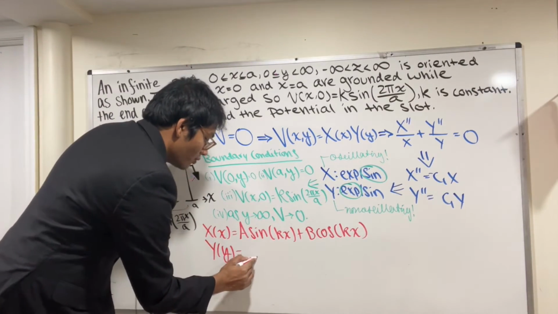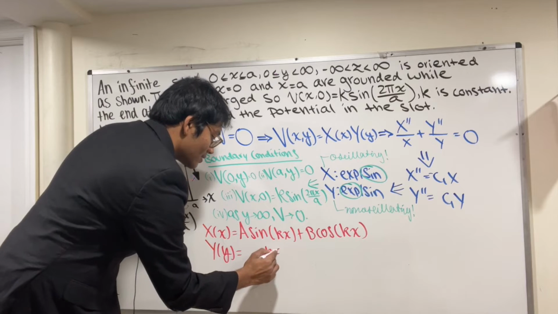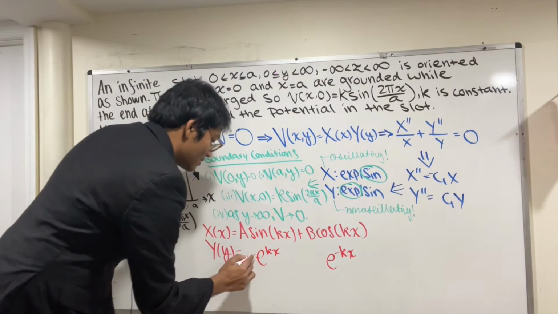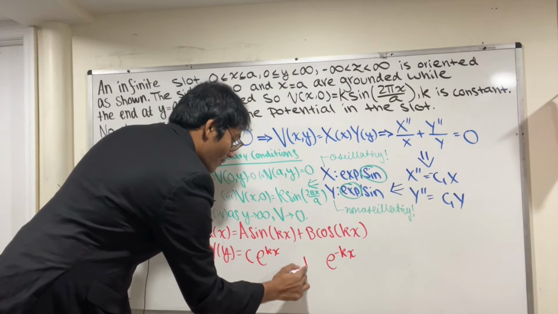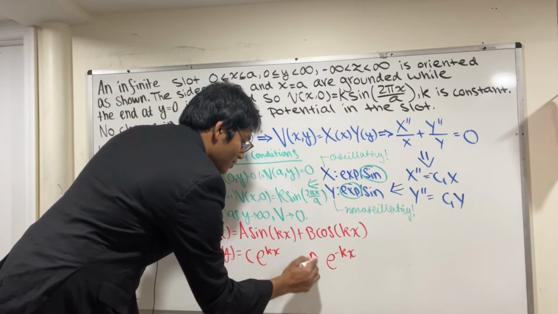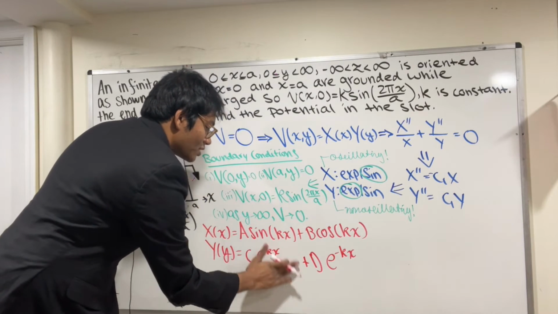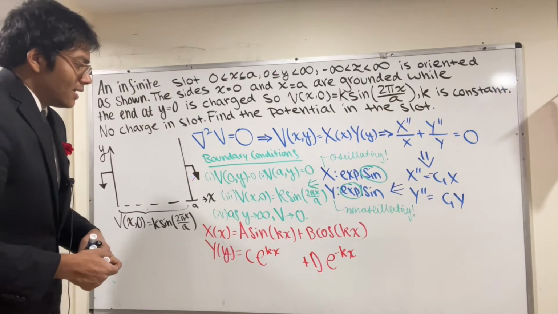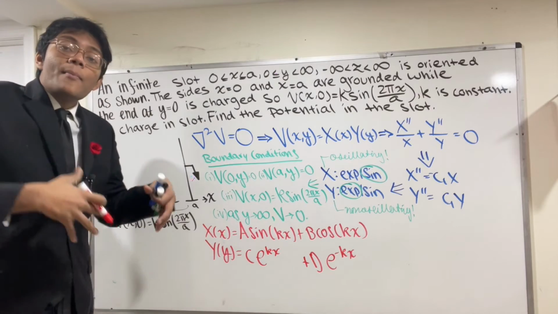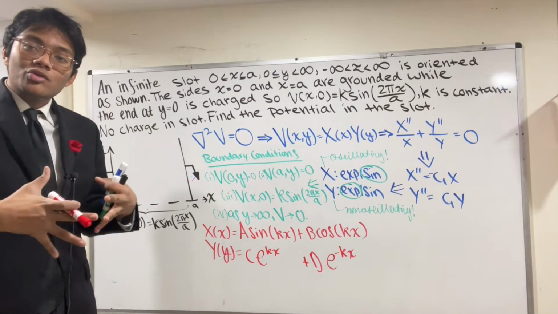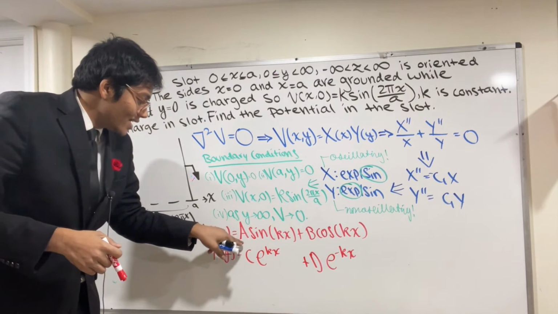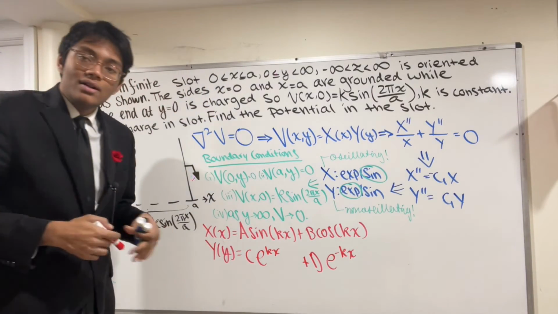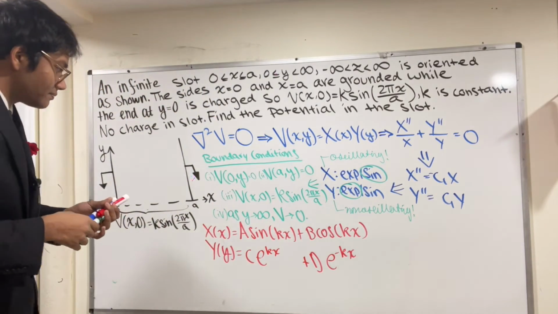Well, it's a growing exponential, e to the kx, and a decaying exponential, e to the minus kx. And as usual, I'm going to put down some constants here so I can control how much of decaying and how much of growing I'd like. Now, we're going to impose our boundary conditions so that we can figure out what these constants a, b, c, d are. Let's impose them.